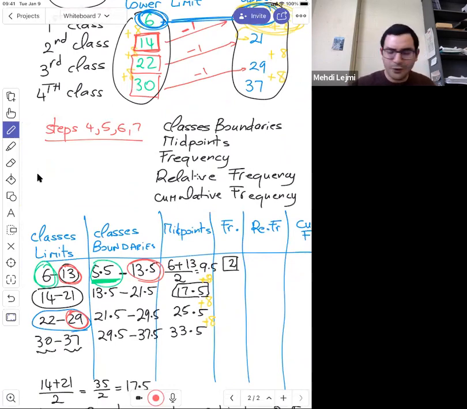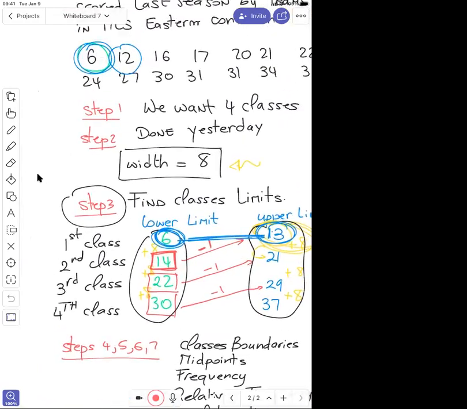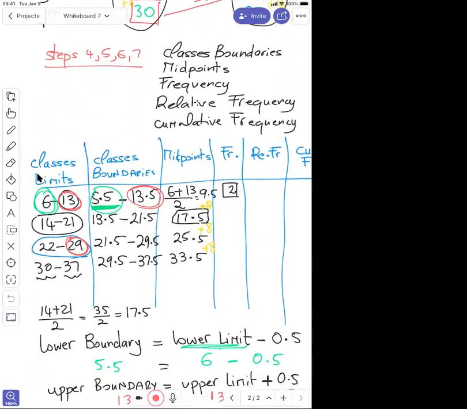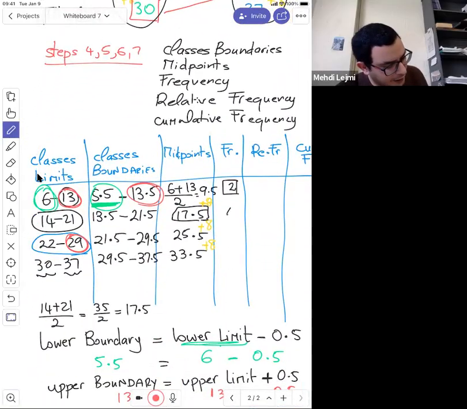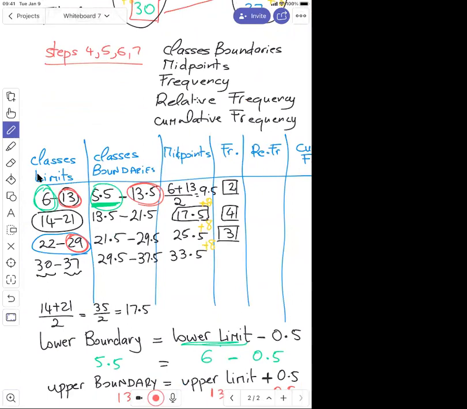Now for the class between 14 and 21, I think we have 4. And then for the third class, I think we have 3 values, if I'm not mistaken. And then for the last class, we have 5, right?